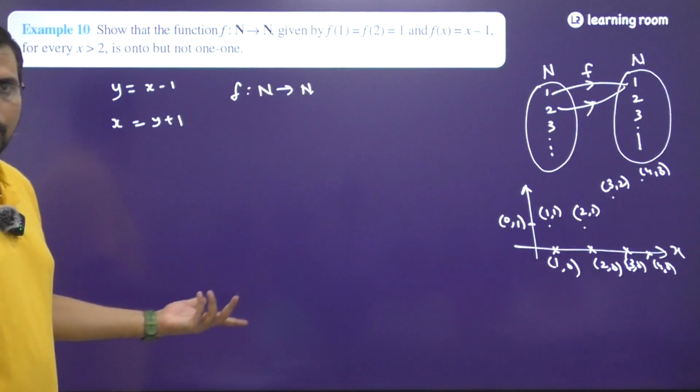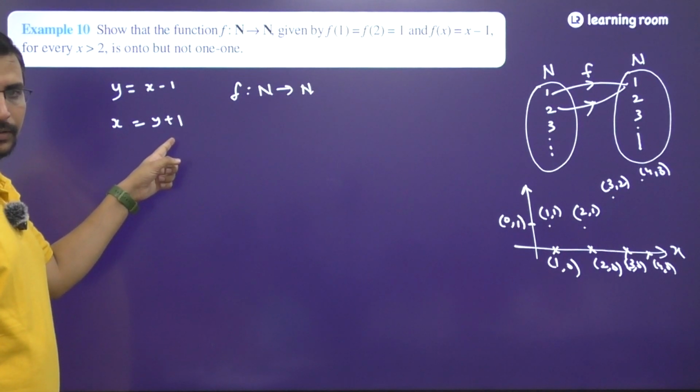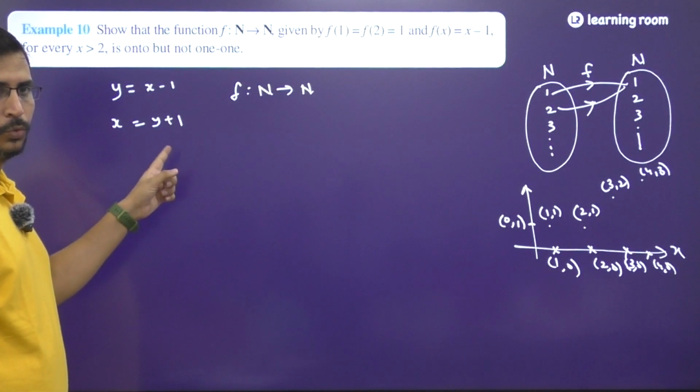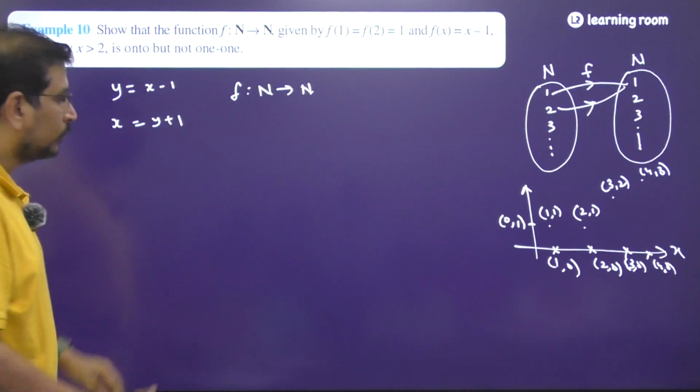Starting from where? So you can substitute from 1 also. So when you substitute 1 here, what will you get? You will get 2. Right. When you substitute 2, 3. So like this, it keeps on going. So you will write it like this.